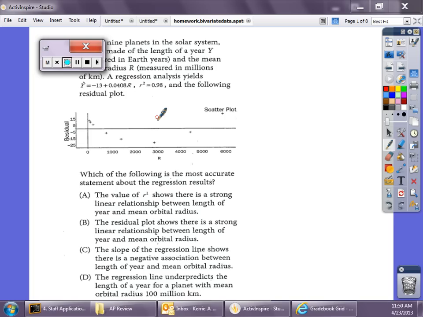Okay, so which of the following is the most accurate statement about the regression results? We want to make sure we read all of our statements. Notice that they gave us our regression model in terms of R. They gave us the R squared as well. They tell us that the value of R squared shows that there's a strong linear relationship between the length of the year and the mean orbital. So R squared is not going to tell us anything on its own. We always want to think about R squared combined with the residual plot itself.